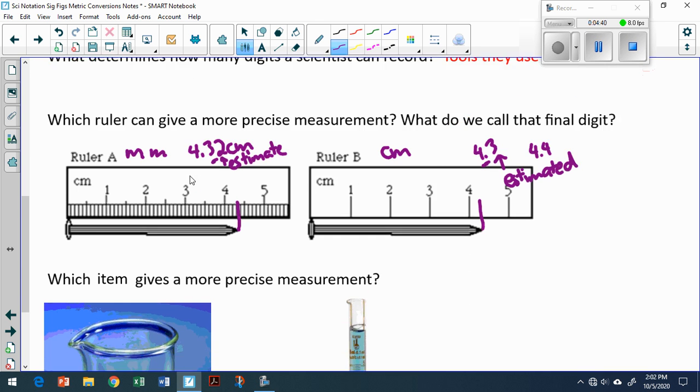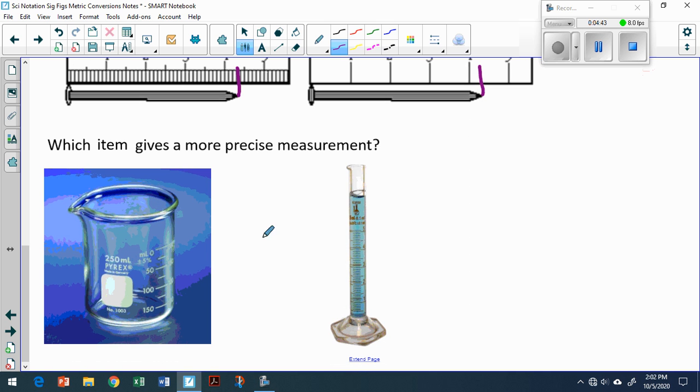So let's say that you were comparing this beaker to this graduated cylinder. If you had the option to choose which one to use, which one do you think would give the more precise measurement? Choose which one you think, and then record that in the Edpuzzle video.